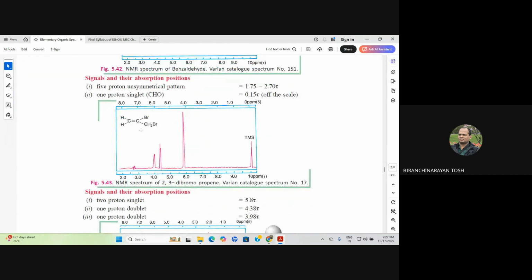Okay, so you'll get 3.98 for one, and another is 4.38. The cis is more deshielded. Bromine is at a cis position, so it is more deshielded, so more downfield. So 3.9 is for cis and 4.38 is for trans, and this is a two proton singlet, which will be more electronegative, so around 5.8 or 6 it will come.